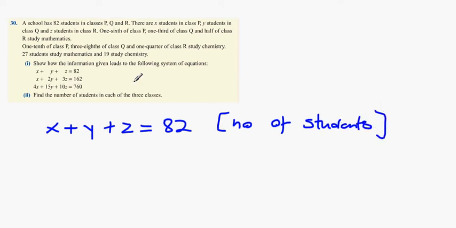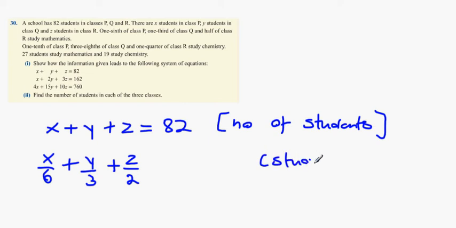Okay, next equation. 1/6 of class P, which is X over 6, plus 1/3 of class Q, which is Y over 3, and half of class R study maths. Okay, R has Z over 2. They study maths. It doesn't give me any more information than that at the moment. Okay, what does it tell me? 27 study maths, that's perfect.